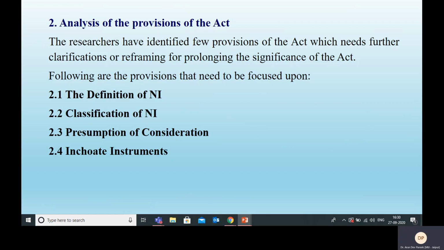As far as analysis of the provisions of the Act is concerned, the researchers have identified few provisions of the Act which need further clarifications or reframing for prolonging the significance of the Act. Just because of the loopholes, the present Act is not so significant. Following are the provisions that need to be focused upon. First comes the definition of the negotiable instruments. Second comes classification of negotiable instruments. The third one is presumption of consideration. And the fourth point is inchoate instruments.